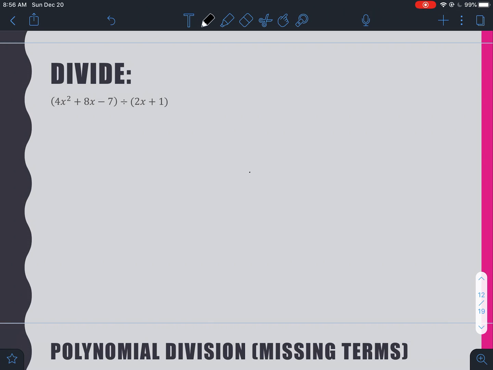All right, let's look at another one. 4x squared plus 8x minus 7 divided by 2x plus 1. So why don't you guys pause the video and try this one.